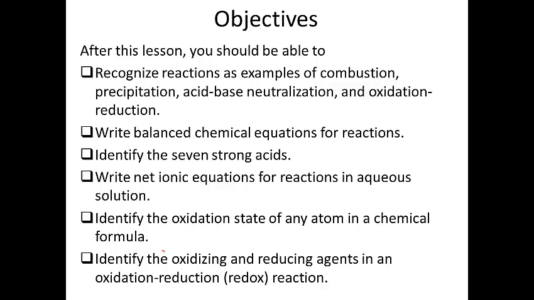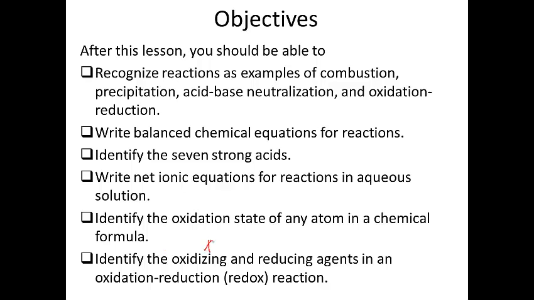Now, go through. This is what you should be able to do. Recognizing reaction types. You should be able to balance chemical equations. Identify the strong acids. Write net ionic equations. Identify oxidation state, and identifying the oxidizing and reducing agents in an oxidation reduction reaction. So the oxidizing and reducing agents.